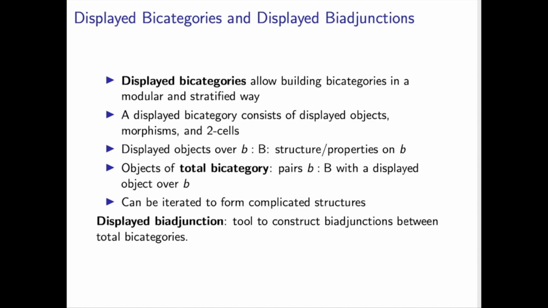Displayed biadjunctions are a tool to construct biadjunctions between total bicategories. The way we construct the desired biadjunction is by defining 3 displayed biadjunctions. First one for the point constructor, then one for the path constructor, and lastly one for the homotopy constructor. All in all, this allows us to define the desired biadjunction in a more modular way, because we can consider the point constructor, path constructor, and homotopy constructor completely separately.